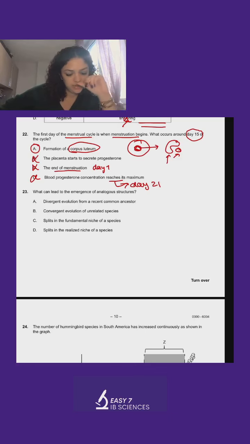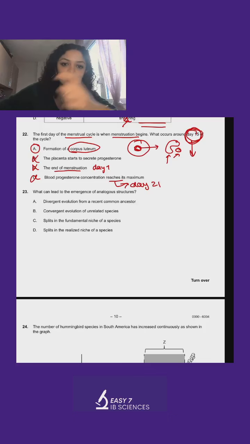And what day is that? The day of ovulation, or around ovulation. It's after ovulation, of course, because the egg has to leave, and that's around day 15.